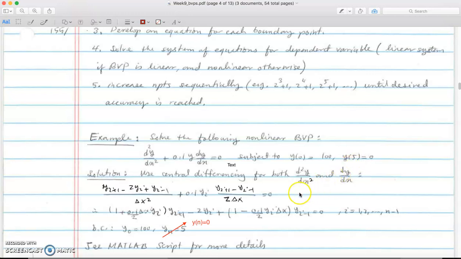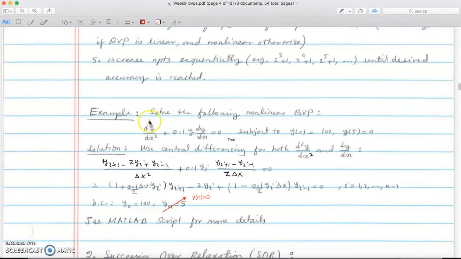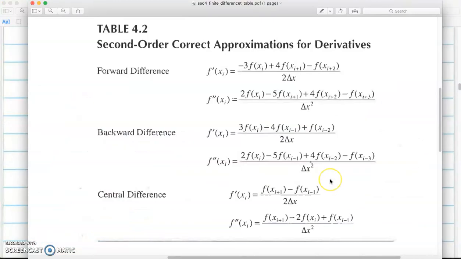So as we discussed last time, we use central difference to discretize the first piece and the second piece. In the second piece, we have a multiplicative term, yi, and the derivative comes from the discretization of dy/dx. There I used central difference on both discretizations, the d²y/dx² and the first derivative, from the table that I posted on Blackboard a few weeks ago. So that's the first derivative, and that's the second derivative central difference approximation.